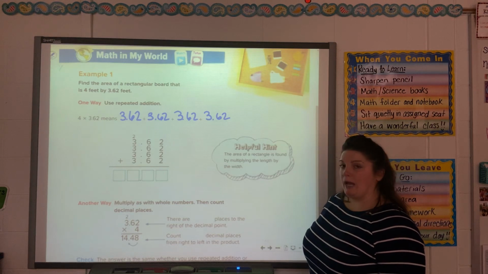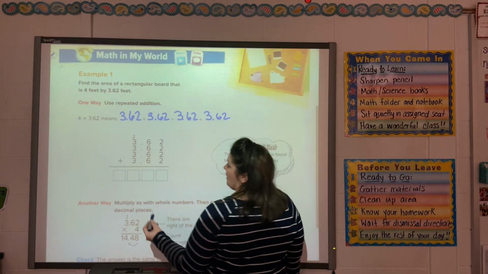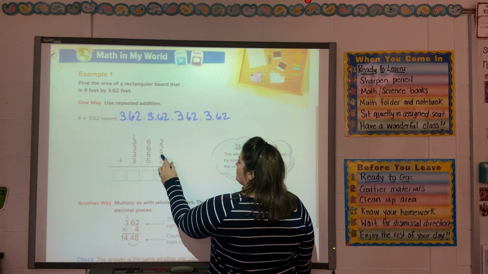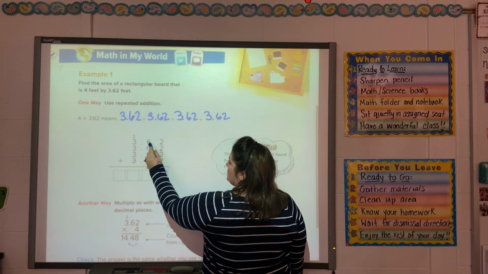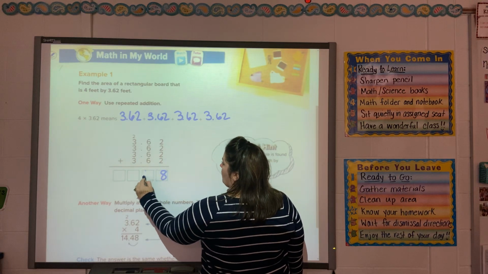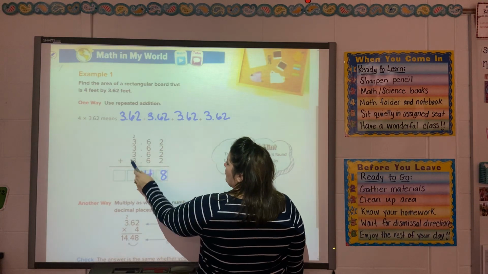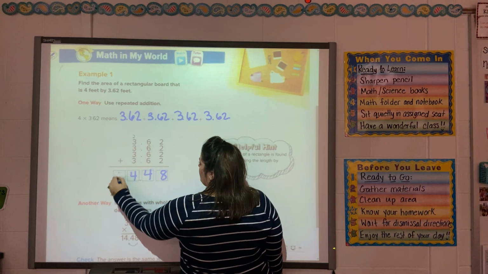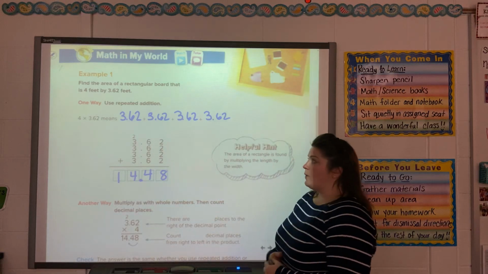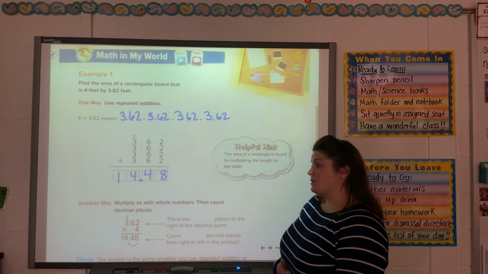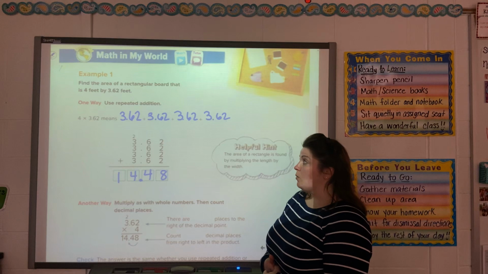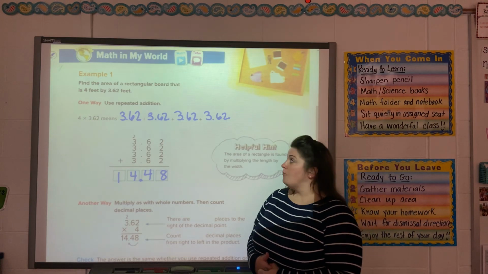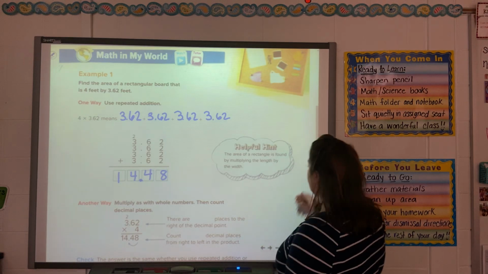And if I were to add them, I remember since I'm adding, I line up my decimal points and add. 2, 4, 6, 8, 6, 12, 18, 24, 3, 6, 9, 12, 13, 14. So when I use repeated addition, I get 14 and 48/100. So the area of that rectangular board would be 14 and 48/100 square feet.